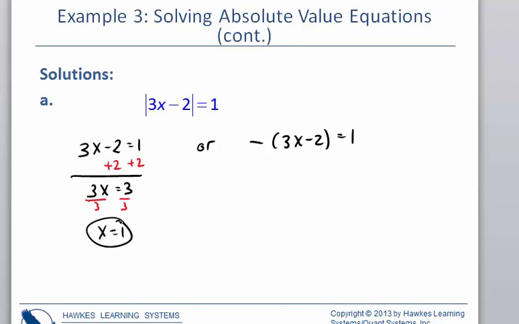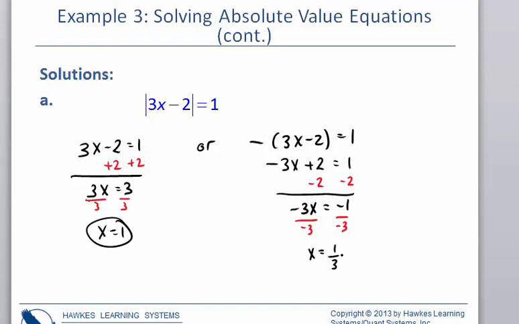And then we're going to do the same thing for our second option. Now we're going to take that negative that's outside the parentheses and distribute it inside. So that gives me a negative 3x and a positive 2 is equal to 1. We're going to subtract the 2 from both sides. So we have negative 3x is equal to negative 1. And then we will divide both sides by negative 3, giving me an answer of x is equal to positive 1/3, as those negatives cancel out.